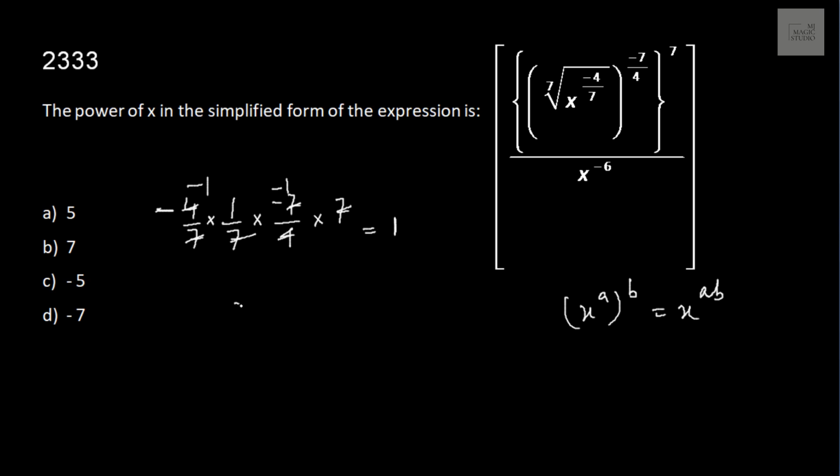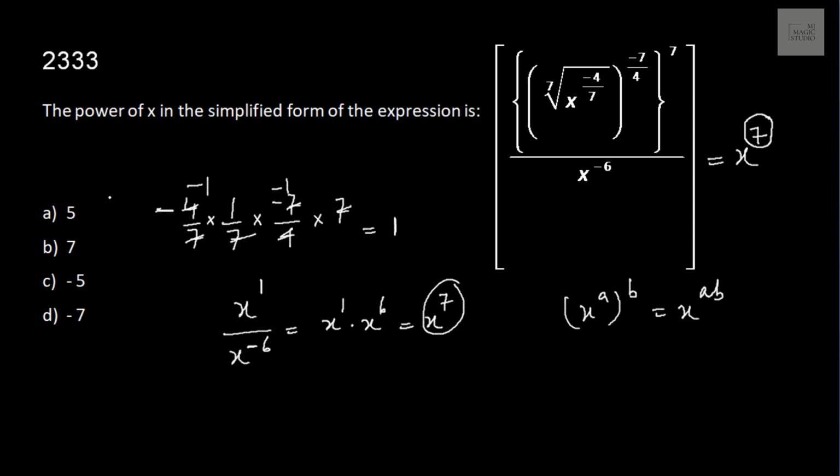So in the numerator it is x to the power 1 and the denominator is x to the power minus 6, which is actually x to the power 1 into x to the power 6. When we are multiplying the same bases, the powers get added up, isn't it? So 1 plus 6 is 7. The entire expression boils down to x to the power 7. We are looking for the power of x after simplification, that is 7 in option B.